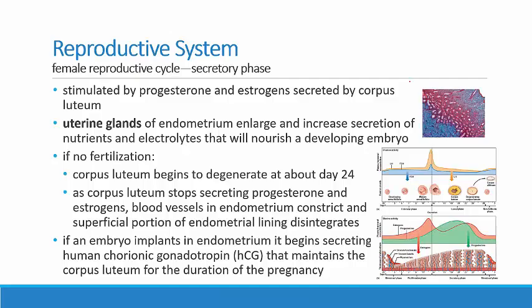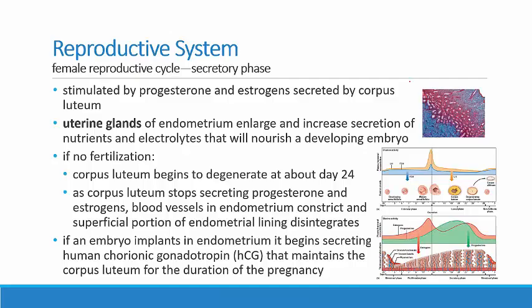Now, if there's no fertilization, then the corpus luteum starts to give up. So somewhere around 10 days after ovulation, so about day 24, the corpus luteum says, hey, apparently we're not going to be growing a baby, and so it stops producing estrogens and progesterones.